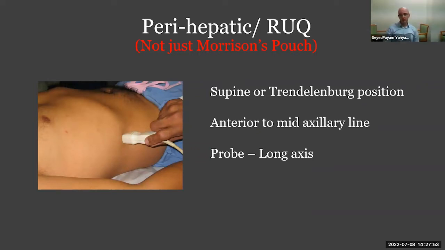Now, when we are looking at the right upper quadrant, the patient is usually in the supine position and/or Trendelenburg to increase the sensitivity of picking up smaller amounts of fluid. We use the curvilinear probe, preferably, on the EFAST setting or abdominal presets, and it's longitudinal on the long axis.